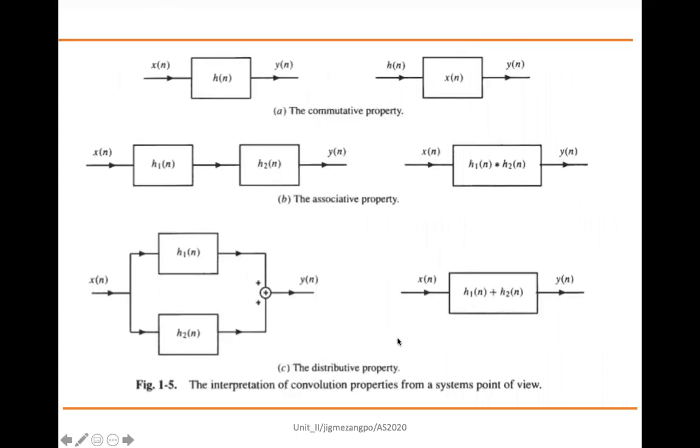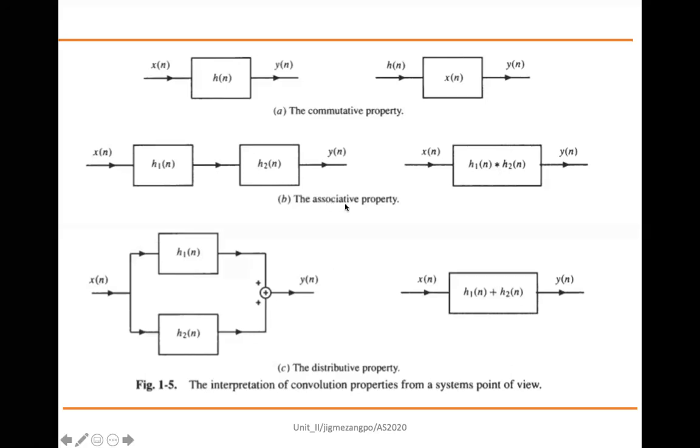So here is the block diagram interpretation of the convolution properties from the system point of view. The first one is the commutative law. As I said, we can interchange h of n. Just now x of n is the input and h of n is the impulse response. As per the commutative property, they can be interchanged: here x of n becomes the impulse response and h of n becomes the input. And I have the associative property and the distributive property here, but these equations you should write as homework.